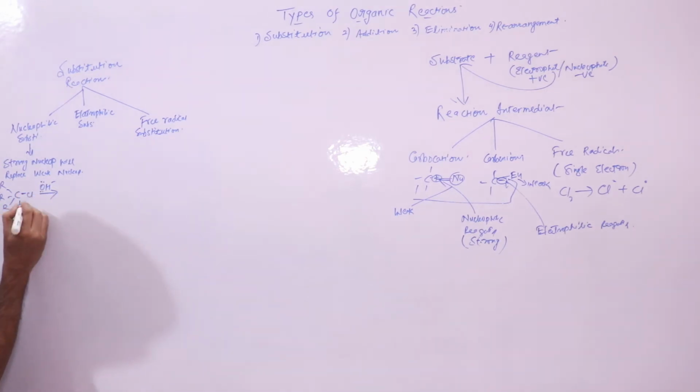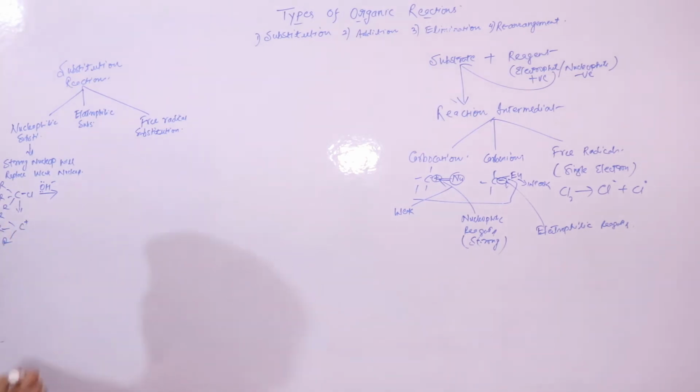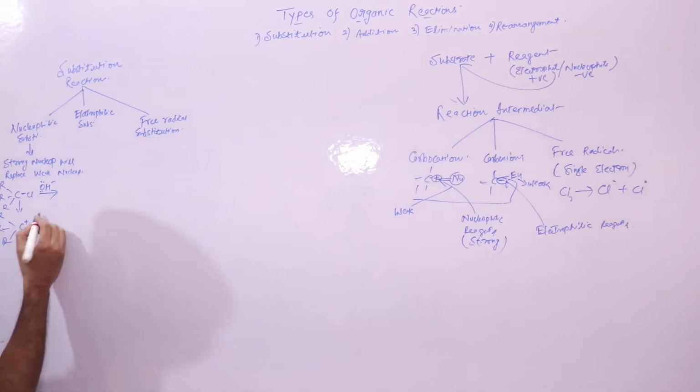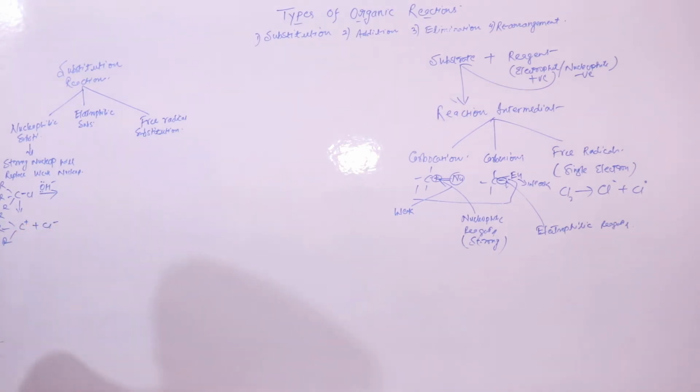Now this tertiary halide will ionize and will form a carbocation. It will form a positive carbocation. We also call it a carbonium ion, and Cl minus, a chloride. We know that this is negative.